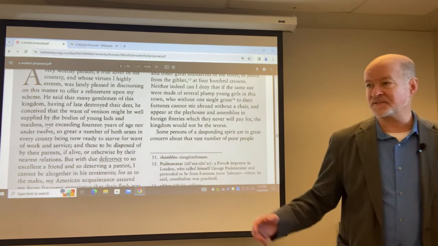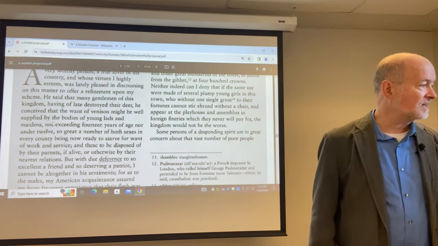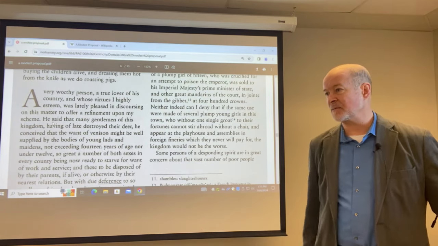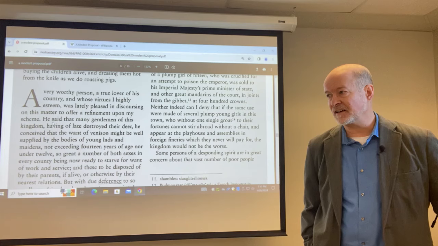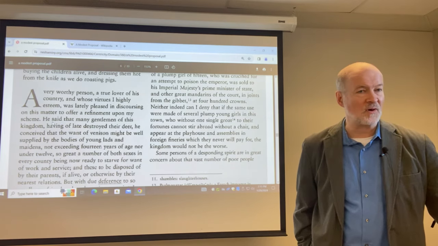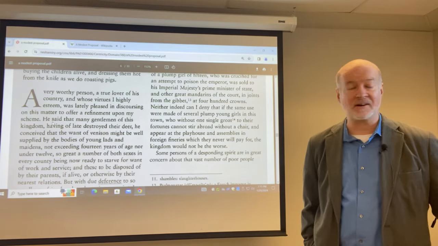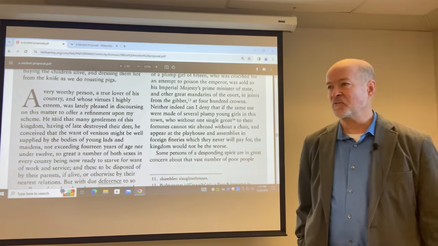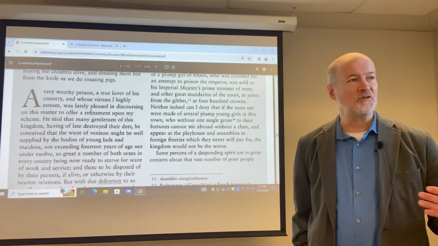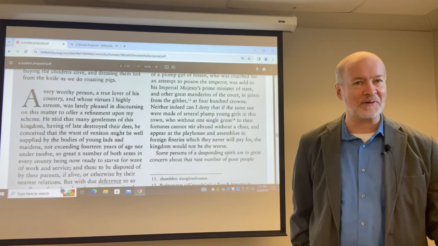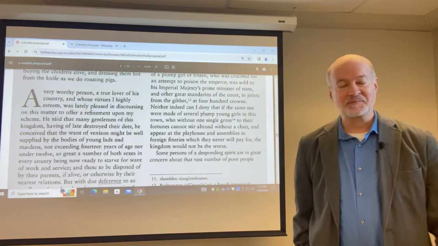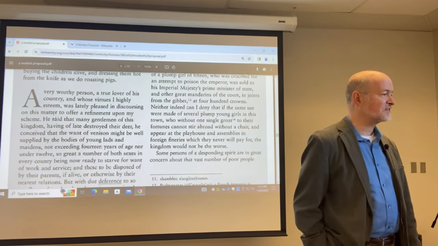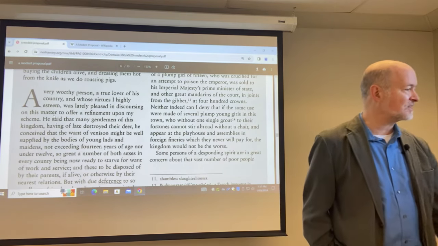Now, apparently he's just going to carry on with this. He's proposed this to a gentleman he was addressing before and has given this proposal, and now there's a refinement on the proposal. A very worthy person. Now at this stage, when he says that the person's very worthy, you suspect that it's probably the opposite that is meant. A very worthy person, a true lover of his country, and whose virtues I highly esteem, was lately pleased in discoursing on this matter to offer a refinement upon my scheme.